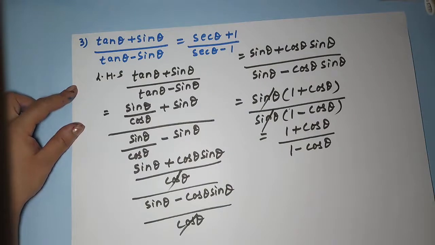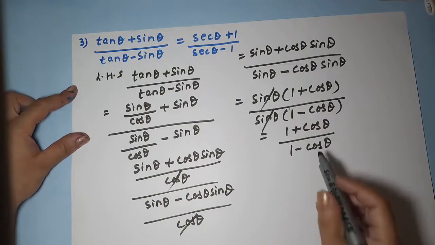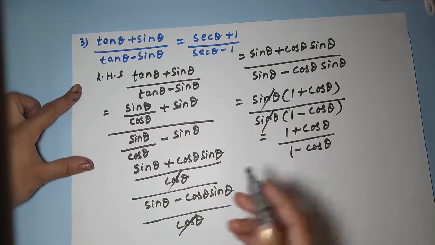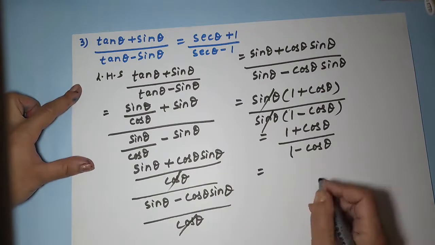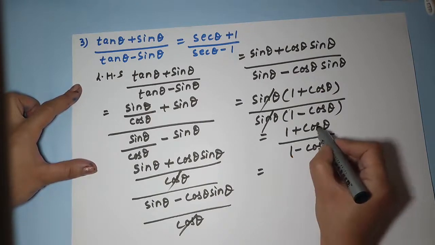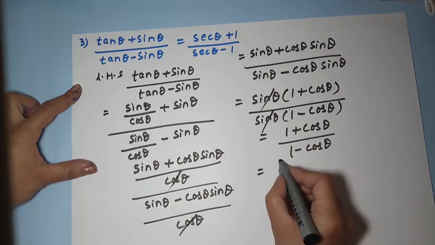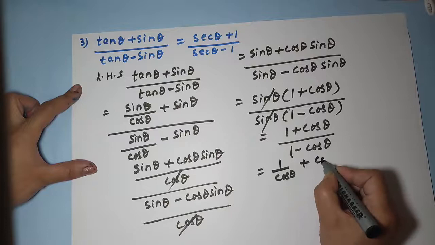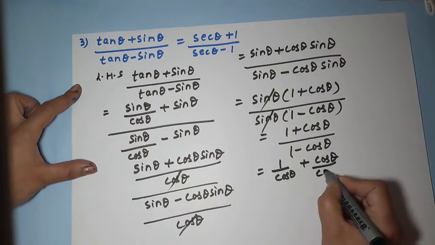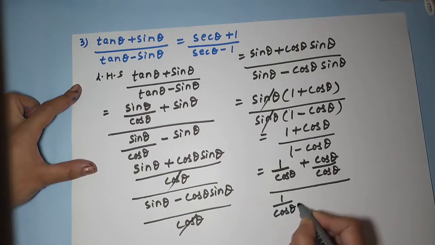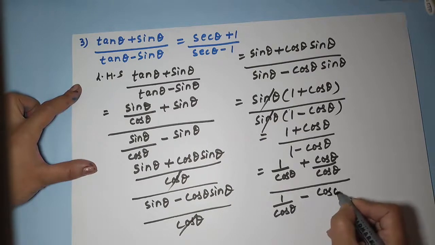So what should I do with this so that the equation remains unaffected? If I divide each term here by cos theta, let me see what will I get. That will not affect the equation at all. Why? Because I am dividing each term by the same number. So 1 by cos theta plus cos theta by cos theta upon 1 by cos theta minus cos theta by cos theta.